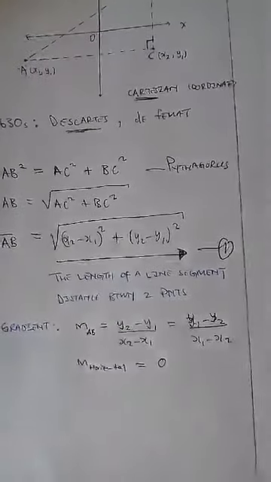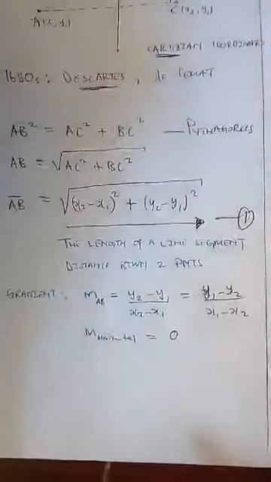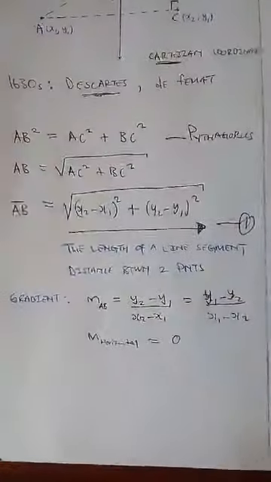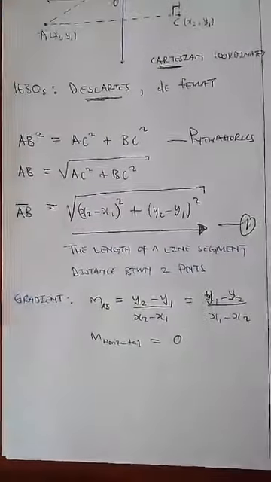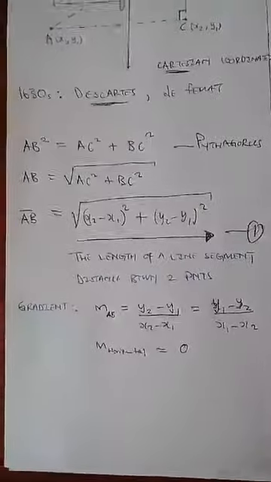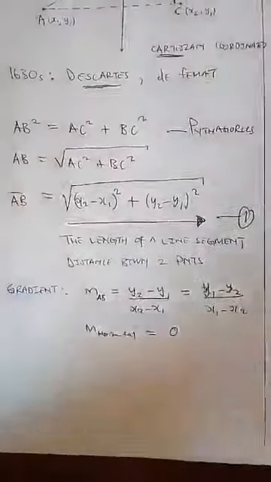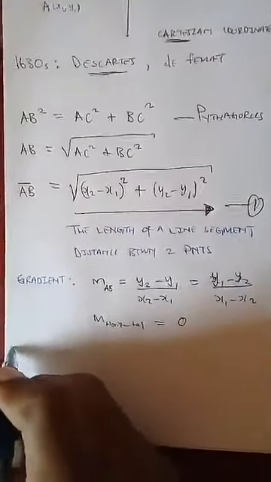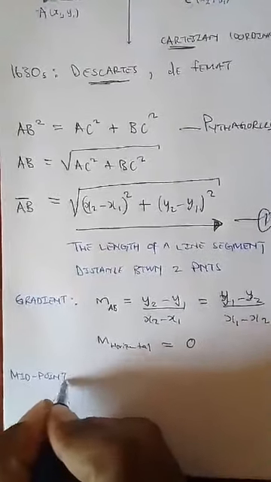Okay, so that's the gradient of a horizontal line. And then there's another concept with regards to lines and distances that we can define. So this is the gradient. We can also define the midpoint of a line. Midpoint.